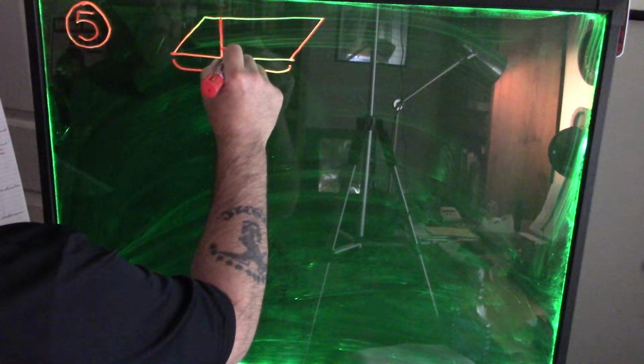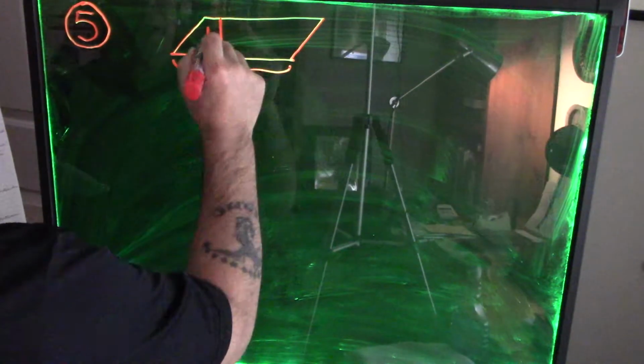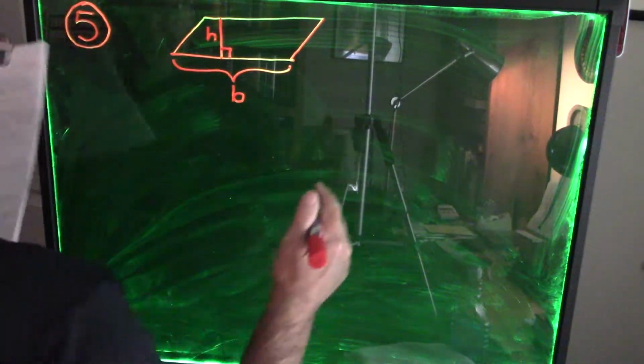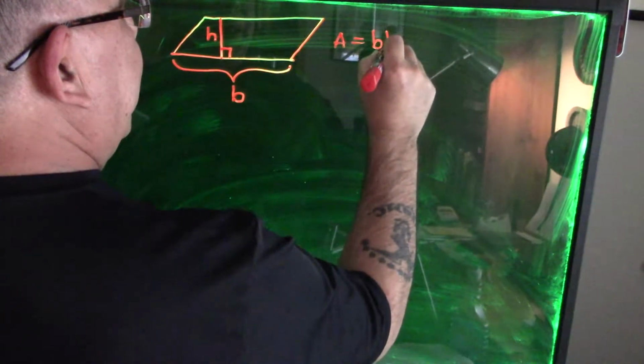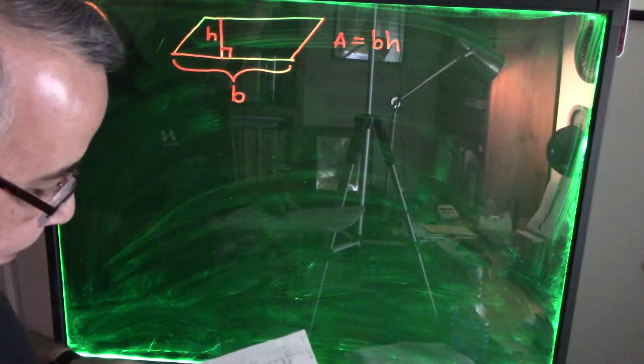Anyway, here's a perpendicular to B. We'll call it H. That's the height of the parallelogram. So the area of the parallelogram is equal to BH, the base times the height.